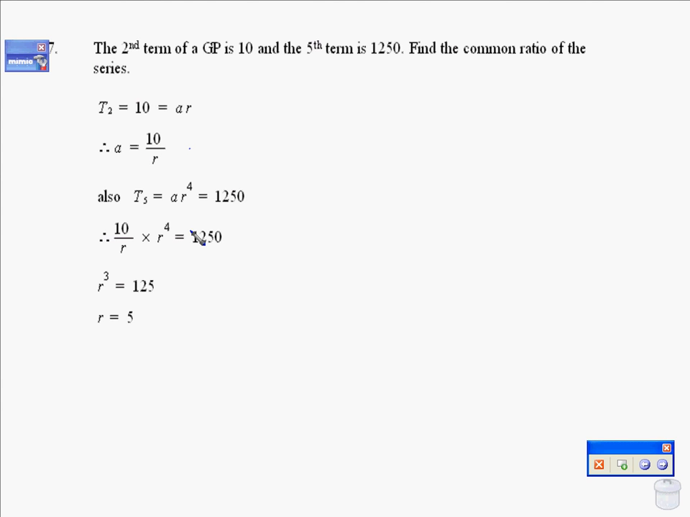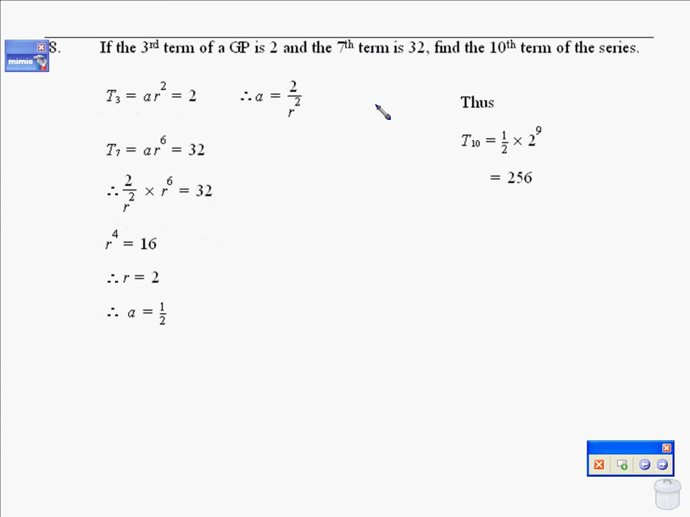You could have worked out R is equal to 10 on A and then worked that into the equation here. It would have got A first, but this one did say it wanted us to just find the common ratio. So once we found A, we could have found R, but it was easier to work out just finding R by itself this time. Third term of GP is 2, seventh term is 32, find the 10th term. So this time we do need A and R, but we do the same process.